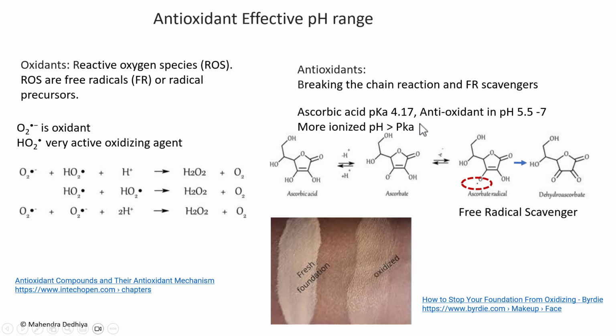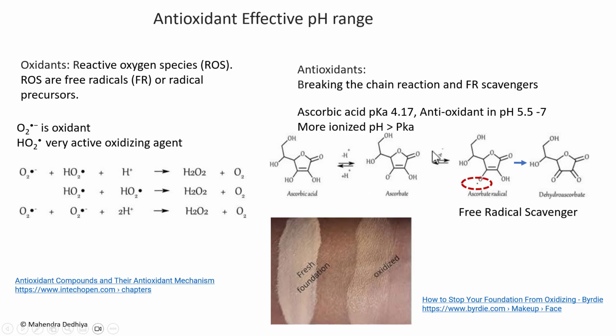Ascorbic acid, which has pKa of 4.17, is well known as an antioxidant in the pH range of 5.5 to 7. More ionized, pH is greater than pKa. So key to using ascorbic acid as an antioxidant is the pH-pKa relationship. Ascorbic acid by itself is not an antioxidant. It is the ascorbate, the ionic species.